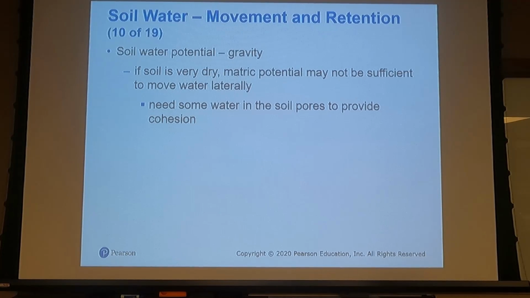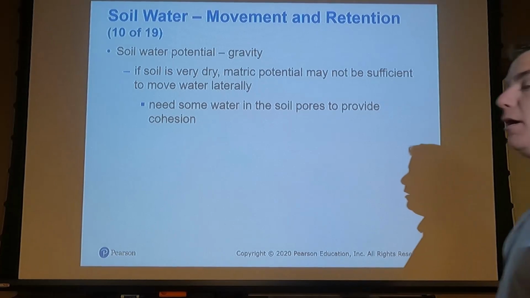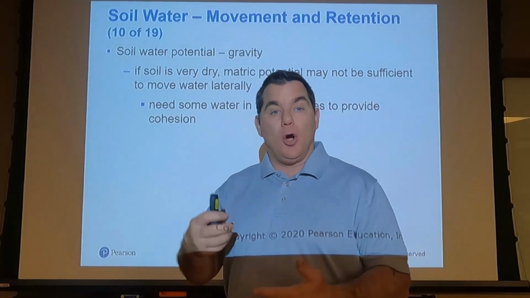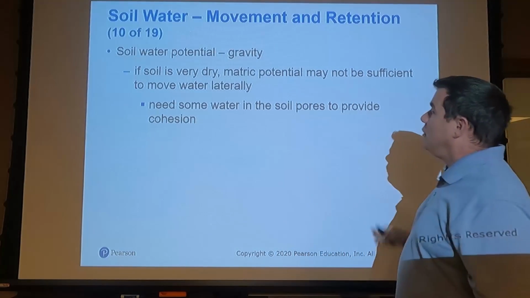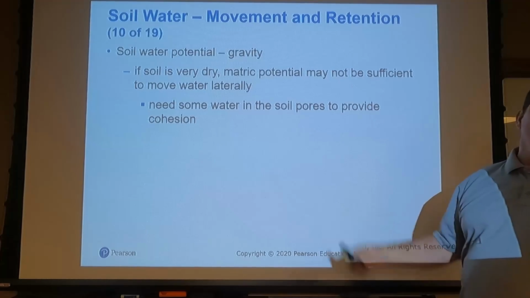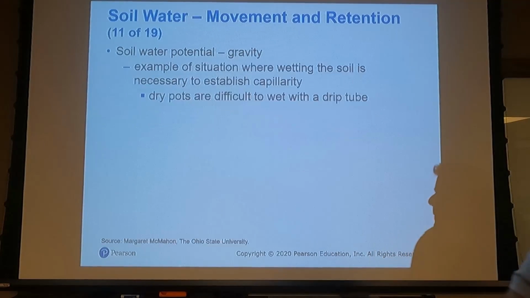So our soils can become kind of hydrophobic if they don't have enough water already in them, because there's no cohesion. So this right here is the adhesion. More water is needed in order to have that cohesion. Now, just another example is that dry pots could be difficult to wet with a drip tube, and it has to be done slowly.